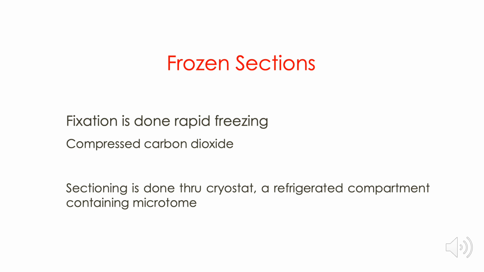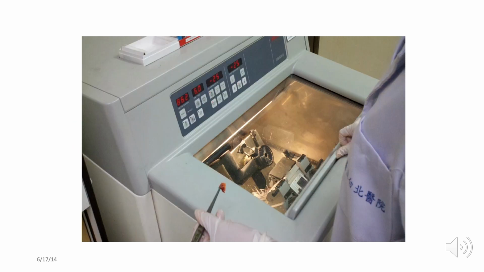And we will be using an important instrument here. It's called a cryostat. And how does a cryostat look like? Let's proceed to the next slide. It actually looks like a huge refrigerator. Since compressed carbon dioxide needs to be maintained at a cold temperature, the entire procedure should be done within a cryostat.